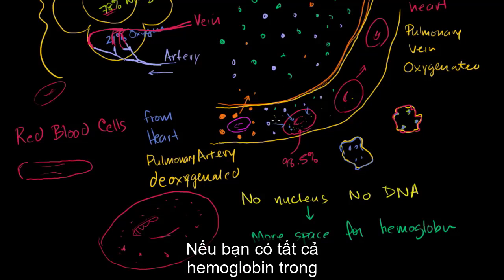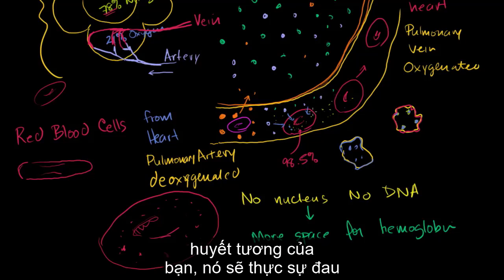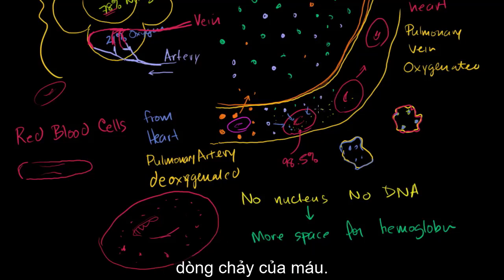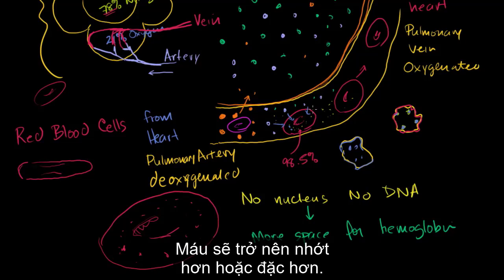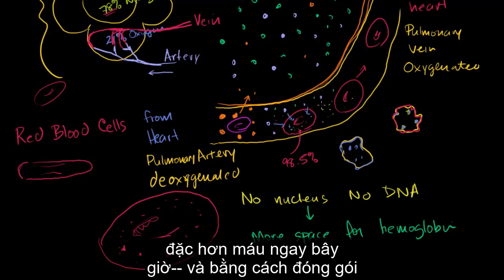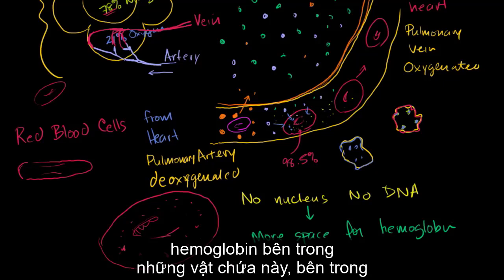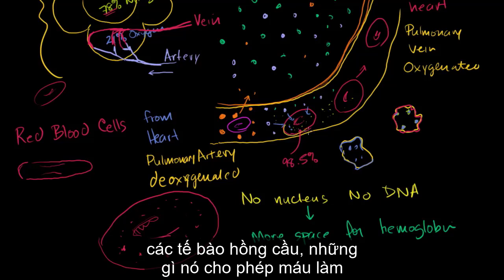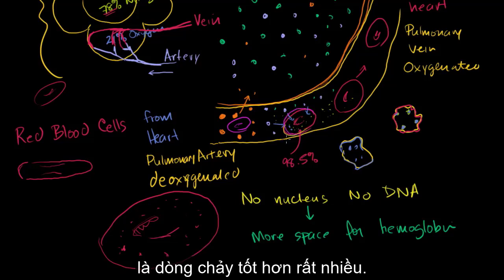If you had all of the hemoglobin sitting in your blood plasma, it would actually hurt the flow of the blood. The blood would become more viscous or more thick. It would become, I don't want to say like syrup, but it would become thicker than blood is right now. And by packaging the hemoglobin inside these containers, inside the red blood cells, what it allows the blood to do is flow a lot better.